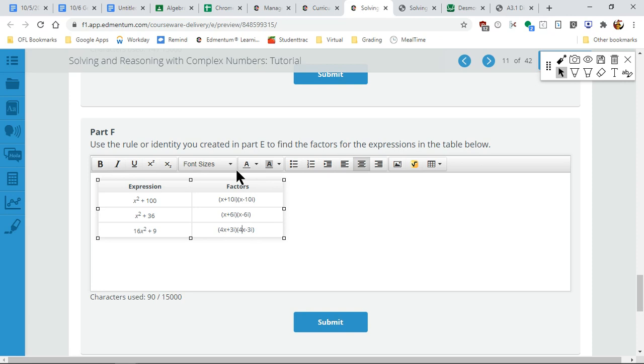Is this making sense to everyone, how we do a sum of squares? The only tricky part about this is just remembering that we have to take the square root of it. A lot of people think, oh, it's x squared plus 10. It's like, nope, you have to take the square root of it.